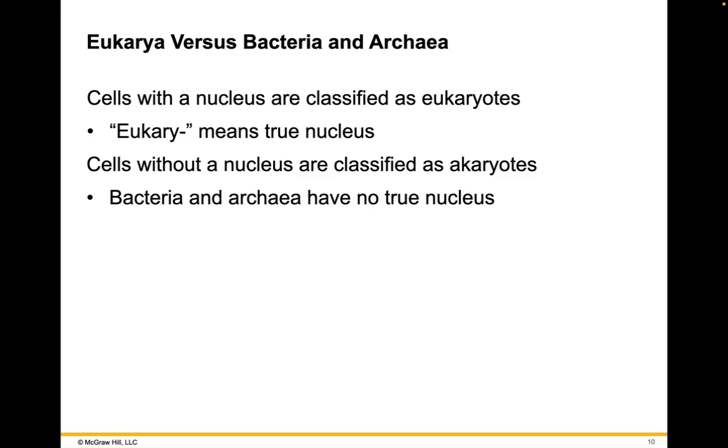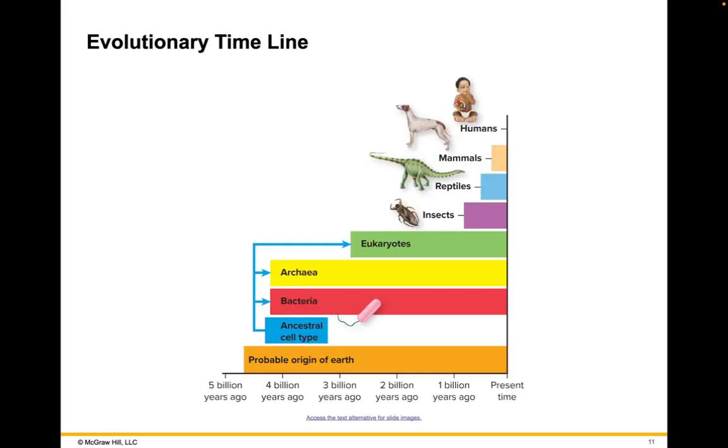So cells with a nucleus are classified as eukaryotes. Eu means true and kary means nucleus. So eukary means a true nucleus. So any cell that has a nucleus is considered a eukaryote, and you do want to know that for your test. Cells that lack a nucleus are called akaryotes, a meaning no or without. And so remember, kary is nucleus. So bacteria and archaea are living organisms, so they are cellular, but they don't have the nucleus inside.